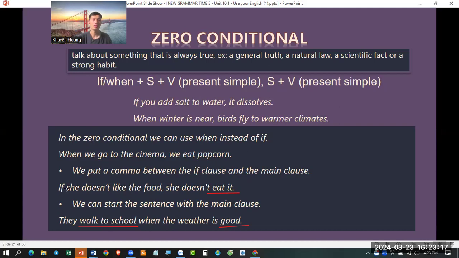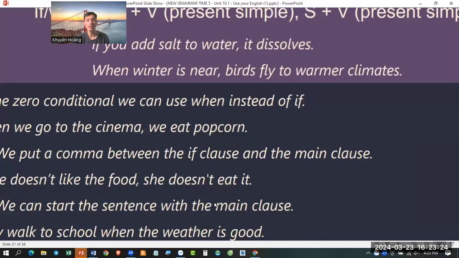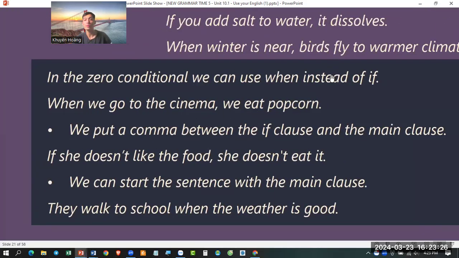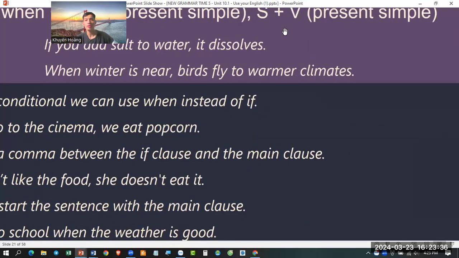So here, there is something you gotta remember. You gotta pronounce it again. How do you pronounce this? Instead. Instead. Yeah, instead. There are many words like that.